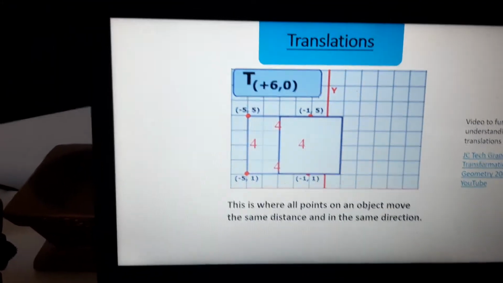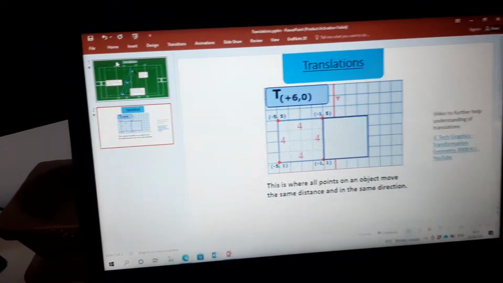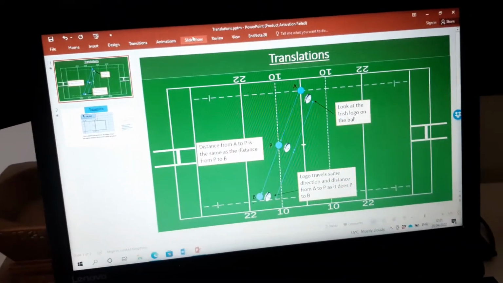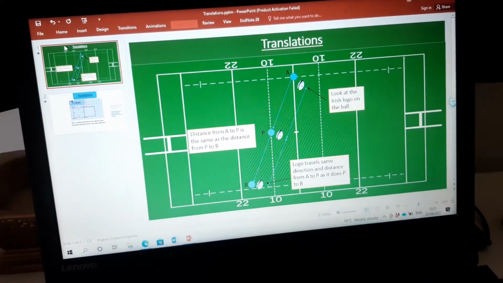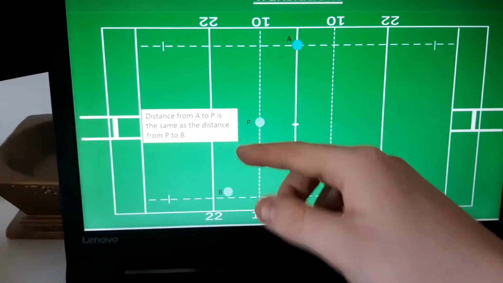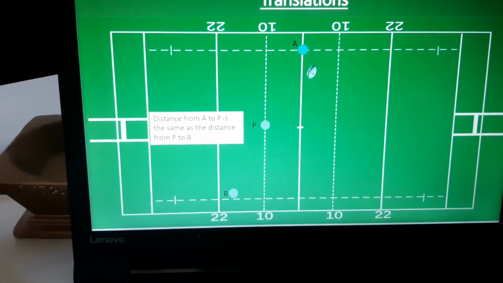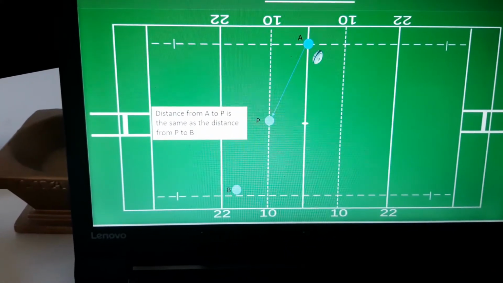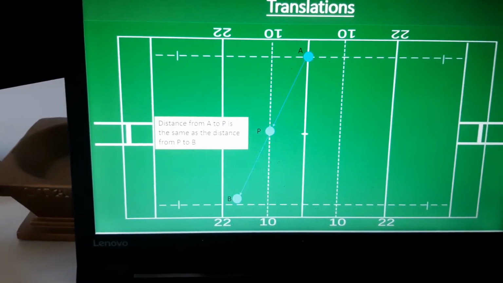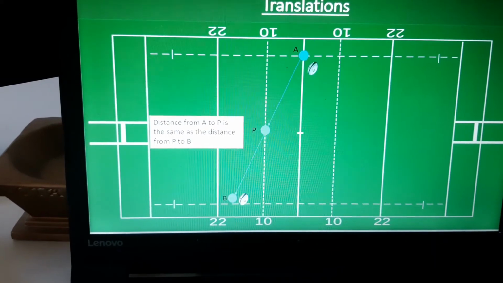Now, I would go back then to the original slideshow. Explain it to them again. So it's the same distance. Person A has the ball, throws it to person P. Now person P has the ball. Person P then throws it in the same direction to person B.